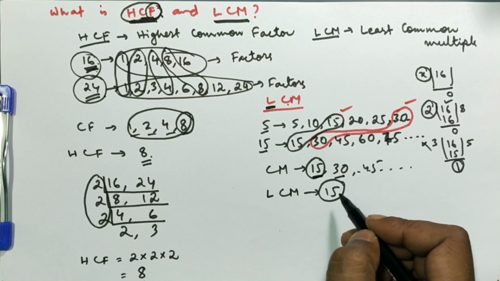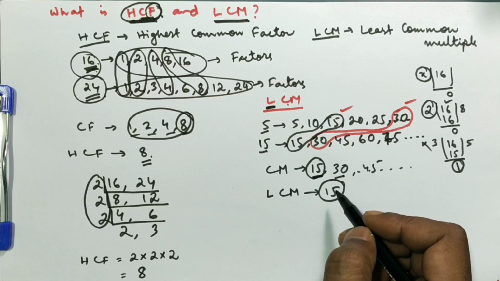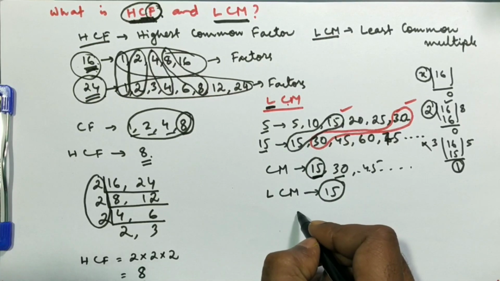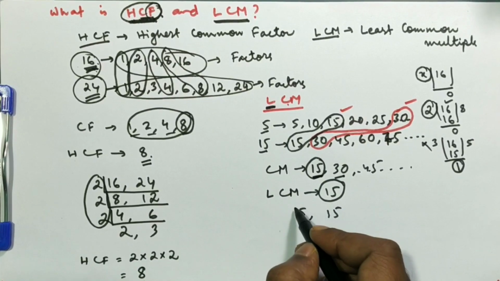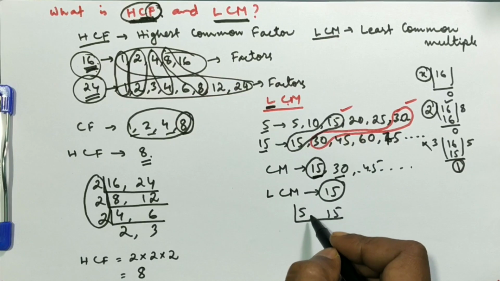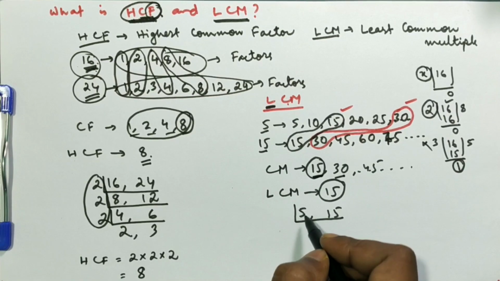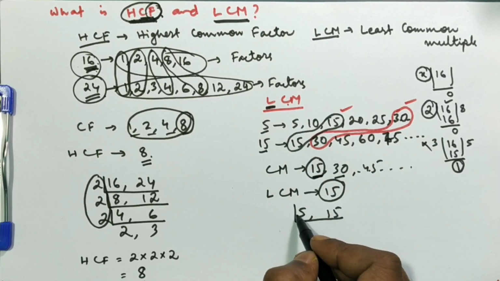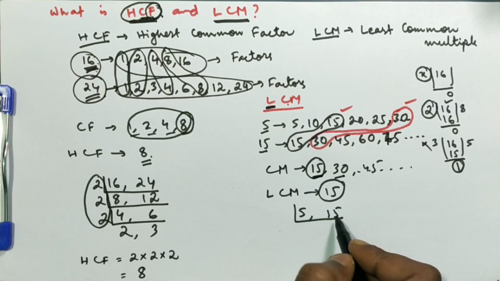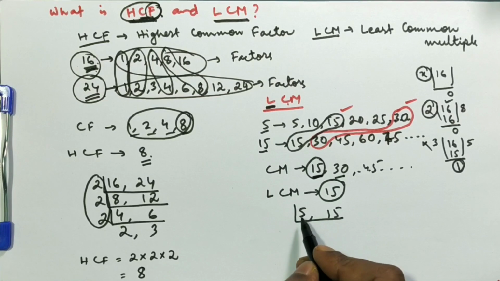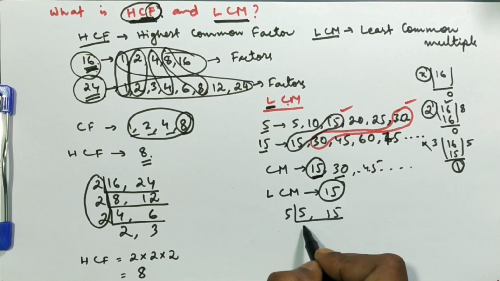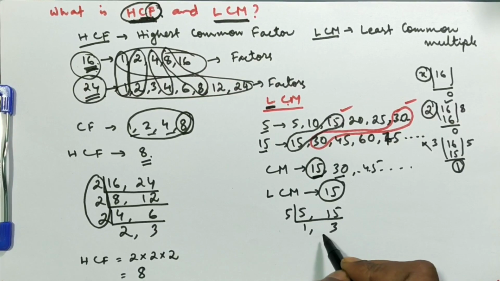Now if you want to find this LCM by using the prime factorization method or a different method, what do you do? Suppose we have 5 and 15. We divide. By which number can we divide both? By 2, 5 is not divisible, 15 is also not divisible. By 3, 15 is divisible but 5 is not divisible. By 5, yes, both are divisible. So 5 one time here, here it is 3 times.